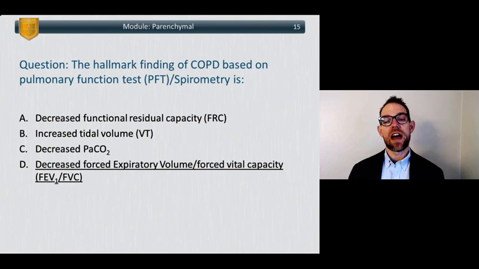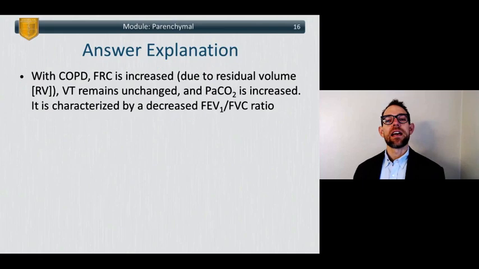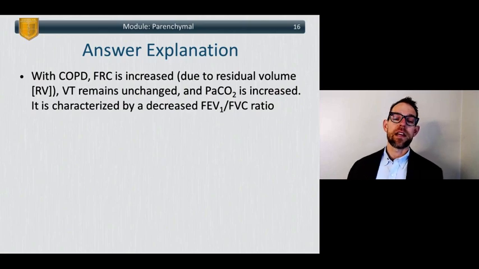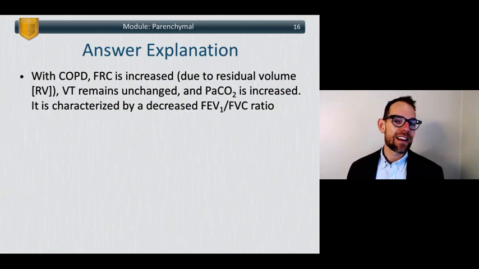FEV1 over FVC ratio. With COPD, as we recall, functional residual capacity is increased. The ERV doesn't really change, but it's residual volume that does increase. Tidal volume remains unchanged. PaCO2 is elevated, but COPD is characterized by a decreased FEV1 over FVC ratio.